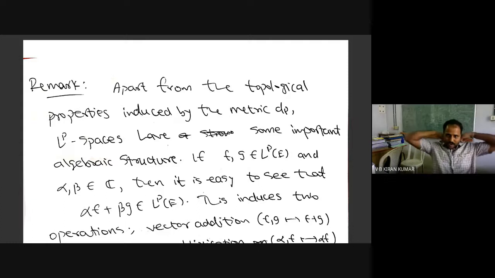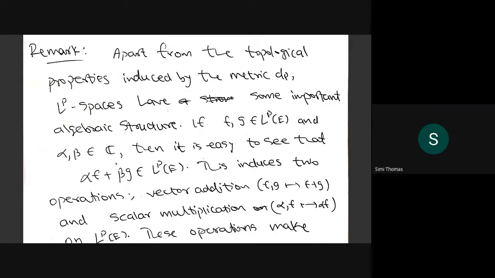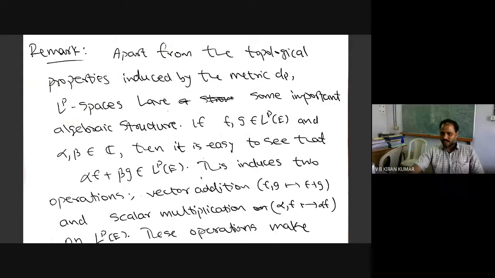Now what is remaining? Apart from these topological properties induced by the metric, this also has some algebraic structure, because we have already seen that when f and g are in LP, then f plus g will be in LP, that is easy. Similarly, alpha f plus beta g will be in LP. So what kind of space is this actually? If such a property is there, what do you call them? Vector spaces. Yes, they are actually vector spaces.